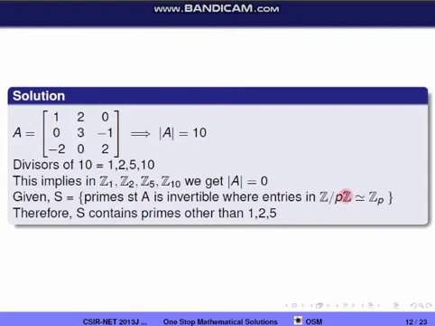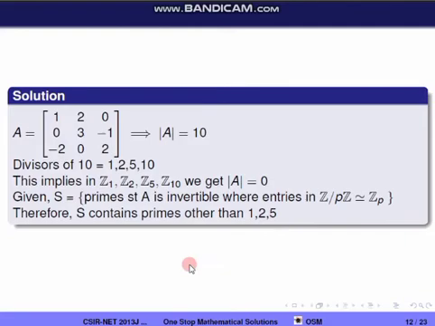So S is the set of primes such that A is invertible where the entries are coming from Z/pZ. We know Z/pZ is isomorphic to Zp. So S contains all primes such that A is invertible where the entries are coming from Zp. But for the values Z1, Z2, Z5, we are taking prime numbers, so we can eliminate Z10 here. For Z1, Z2, Z5, the matrix is becoming non-invertible. So other than these, all the prime numbers come in S. Therefore, S contains primes other than 1 to 5.